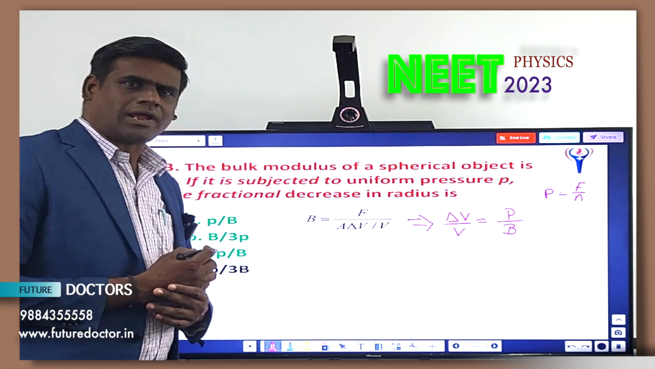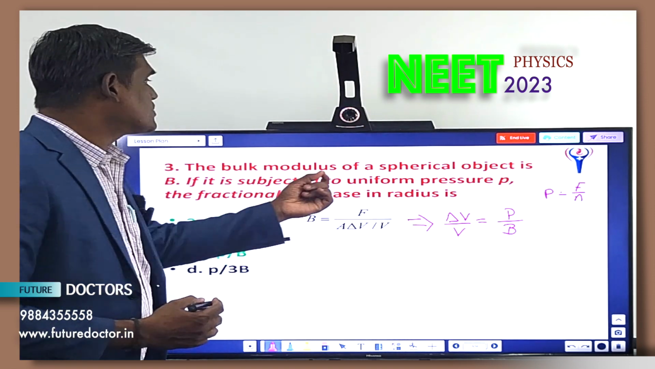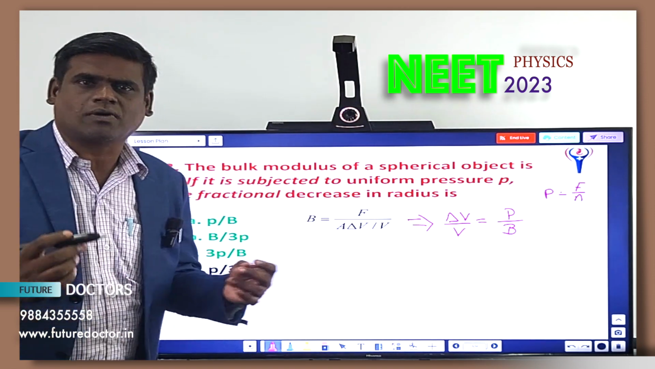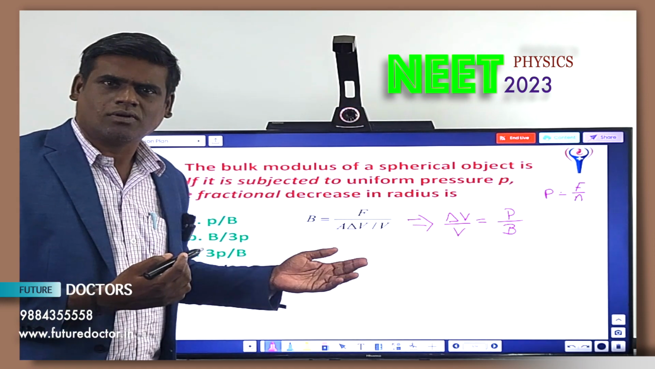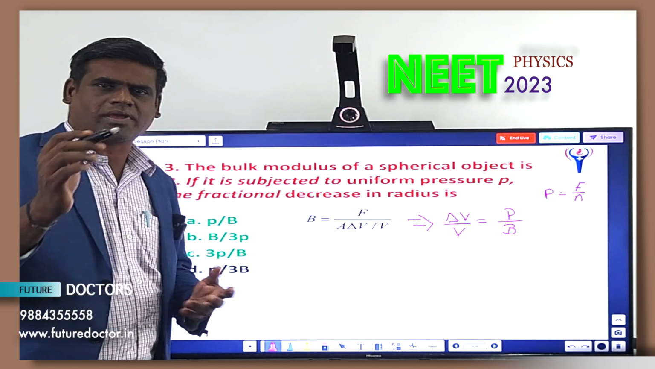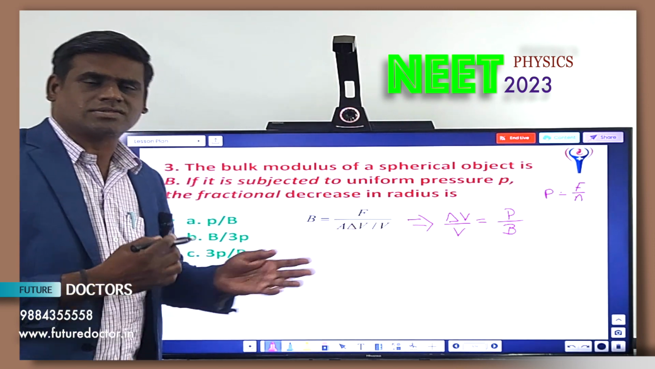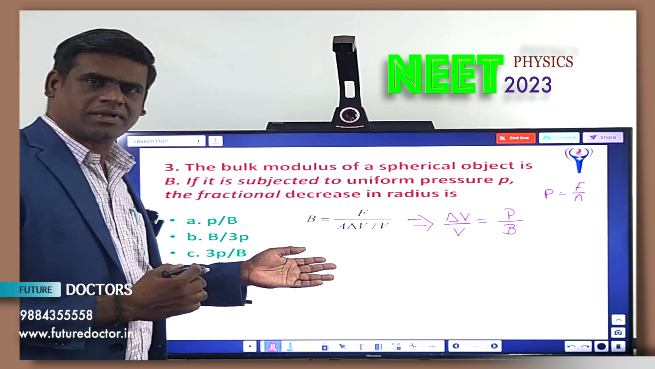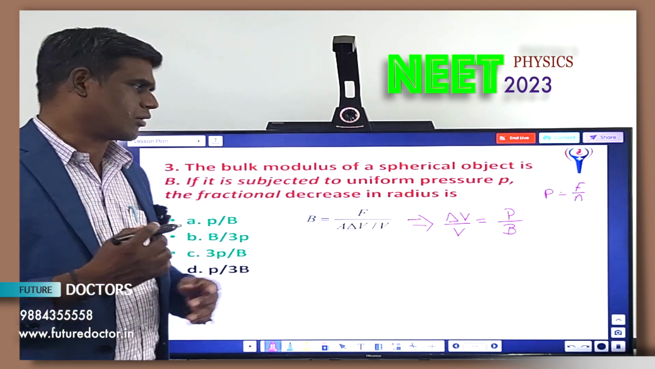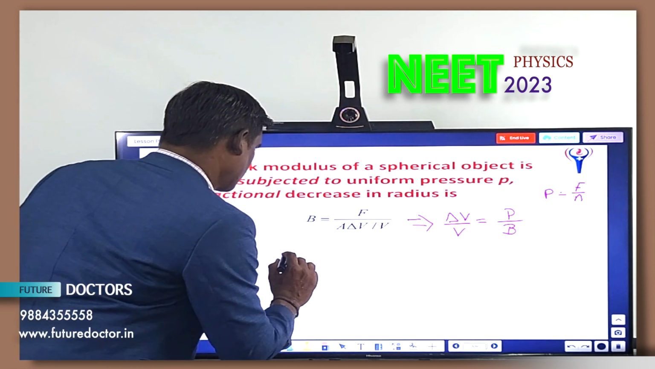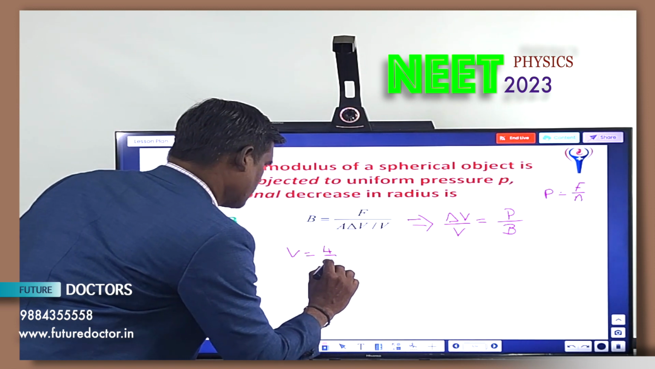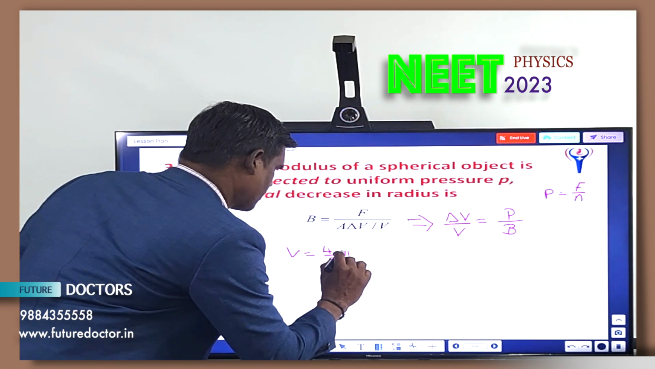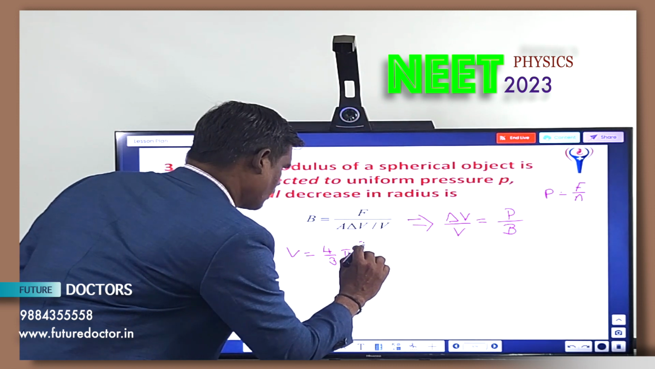We want to find fractional decrease in radius of a spherical object. What is the volume of a sphere? Is it 4 pi r square? No, 4 pi r square is the surface area of a sphere. Volume of a sphere is 4 by 3 pi r cube. That is volume V equal to 4 by 3 pi r cube.